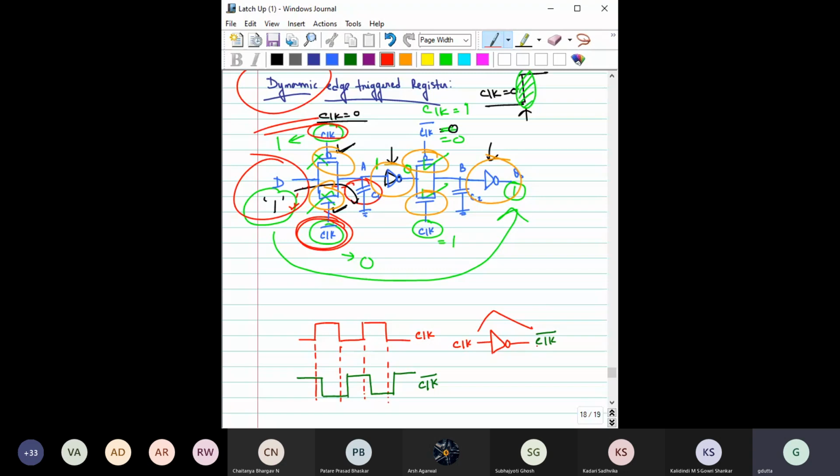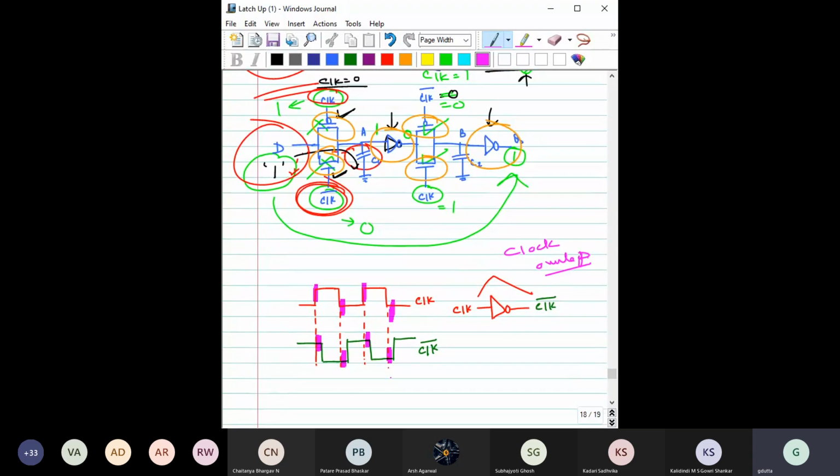And if this delay is significant, for example, you see this is clock and this is clock bar, then it can happen that for a certain amount of time both clock and clock bar are equal to 1. Here you can see both clock and clock bar equal to 0, 0. This is called the clock overlap. Here also you can see 1, 1. Here also you can see 0, 0. This is called clock overlap, right?